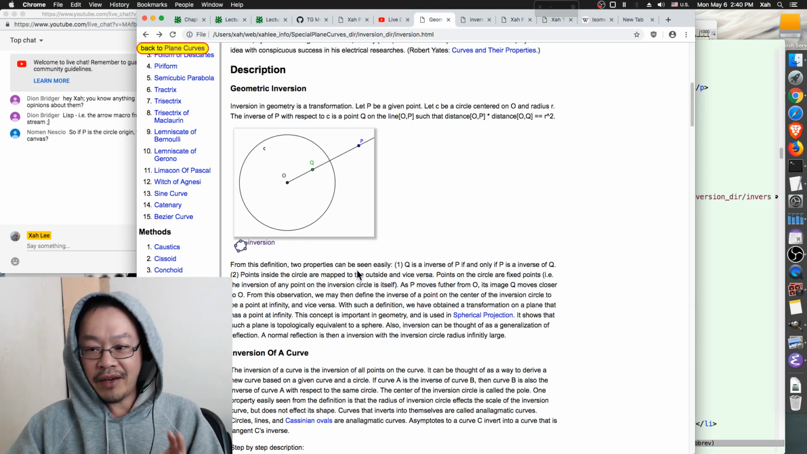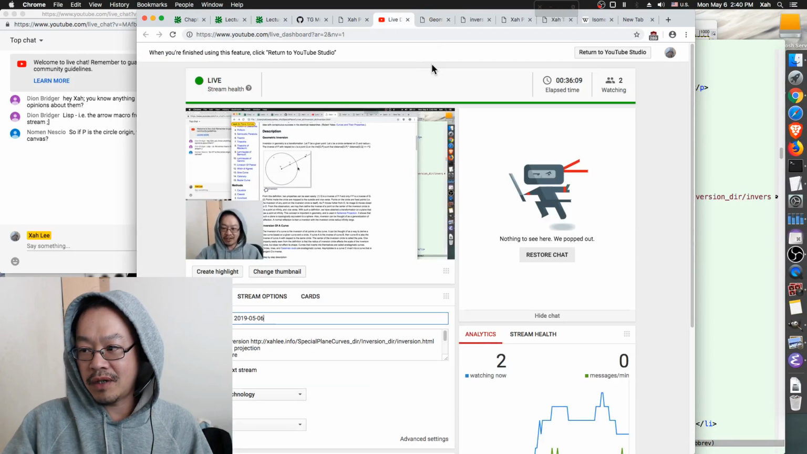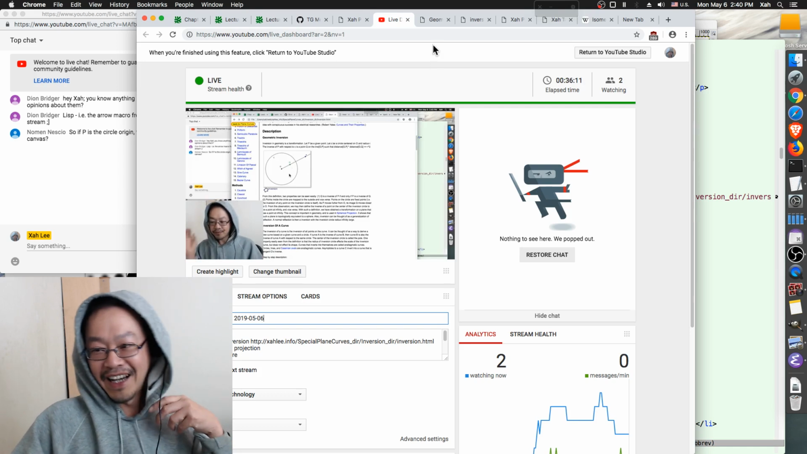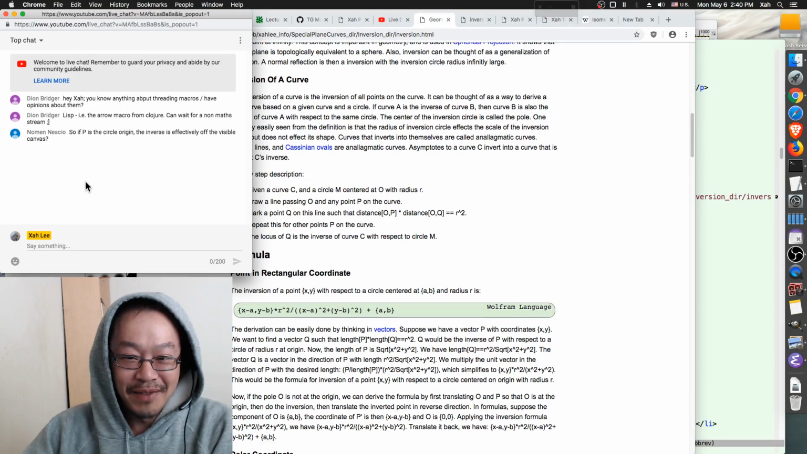Now we have defined geometric inversion. I hope I'm not being repetitive. Okay, I'm losing watchers fast. Okay, let's read the comments.